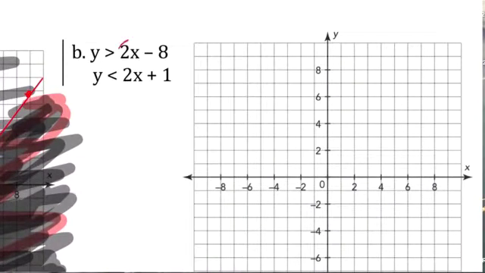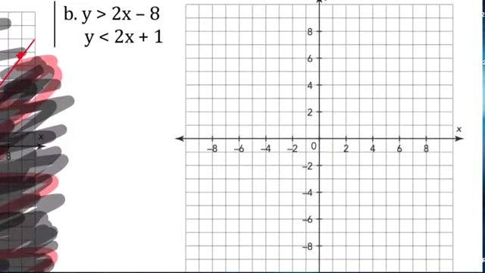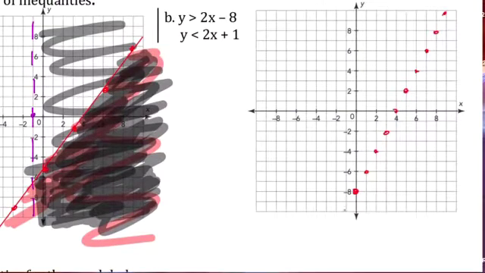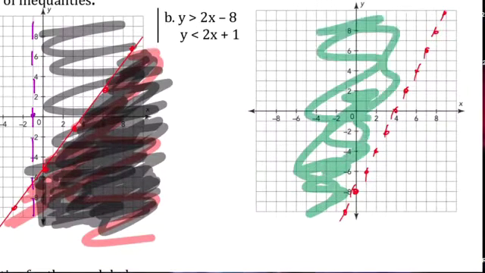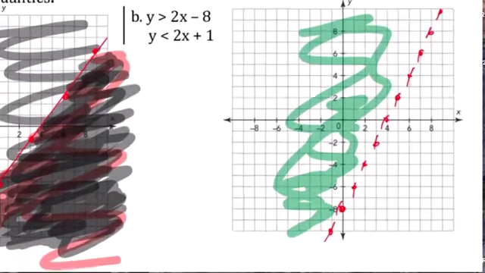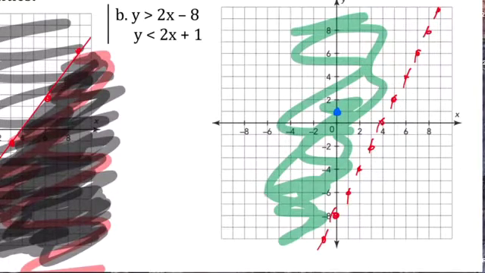They're parallel lines, slopes the same, y-intercept's different. At negative 8, go up 2 over 1. Greater than means shade the top. Dashed line. And the other one is at 1, and it's up 2 over 1 also.